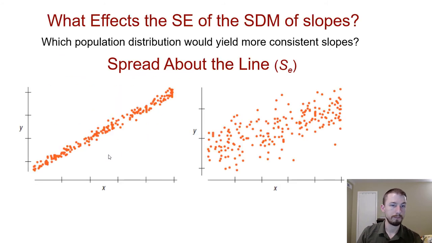So kind of cool. What affects the standard error of this sampling distribution model with slopes? Which population distribution would yield more consistent slopes? First, the spread about the line. If we looked at the line, which one is going to have the most spread about our regression equation? Well, if it's much more consistent like we see here, then we're going to have a much smaller standard deviation of the errors.